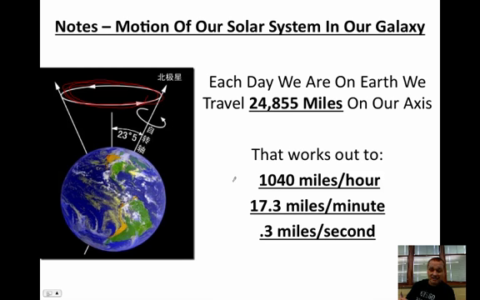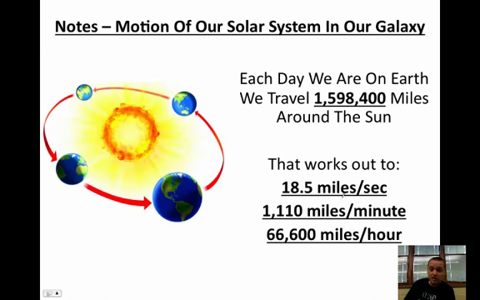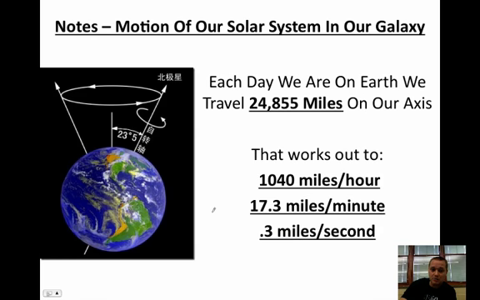That means on our axis, we are traveling 0.3 miles per second. So again, you're doing the math on that. If you go out and do a quarter mile, that's 1 lap. That's how fast we're rotating on our axis, how Earth is spinning, just on its axis. Not spinning around the sun, because we've already said we're traveling around the sun at 18.5 miles per second, but just spinning on our axis, just our very own 0.3 miles a second.